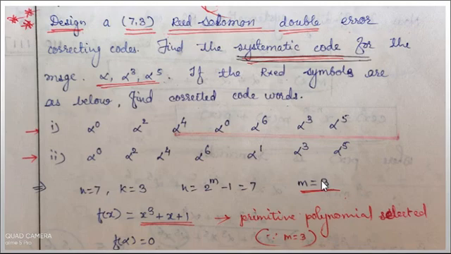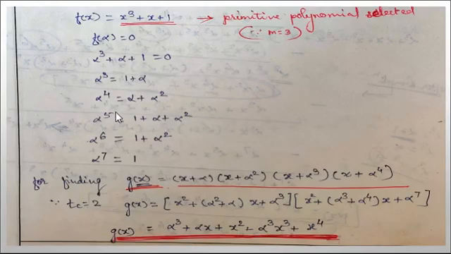Now if m is 3, for this case we will have the primitive polynomial x cube plus x plus 1. Now equate it to 0 by putting x equal to alpha, meaning replace x by alpha and equate to 0. We get f(alpha) equal to 0, meaning alpha cube plus alpha plus 1 equals 0. This entire polynomial in terms of alpha is equal to 0, so this gives us an equation: alpha cube is equal to 1 plus alpha.